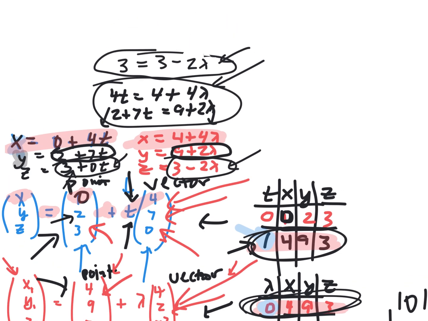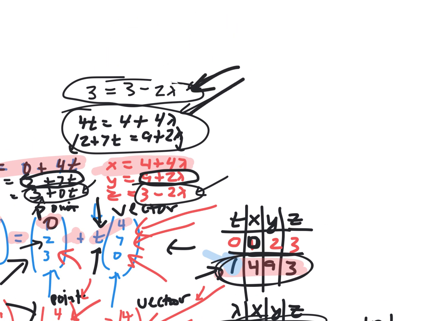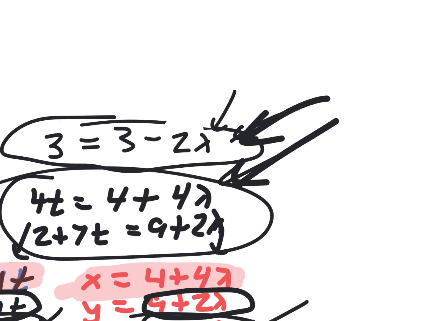If I solve this system by using normal solving systems of equations, just use substitution. Once I know that lambda, heck, I'll do it. I'm going to subtract 3 from both sides. 0 equals negative 2 lambda. So lambda has to equal 0. And look, lambda equaled 0.